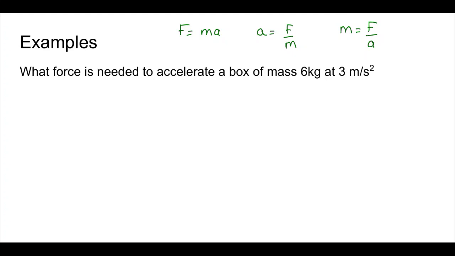Okay, so in this question, what force is needed to accelerate a box of mass 6 kilograms at 3 meters per second squared? We're going to find the force, so we're going to use this version of the equation. And all we need to do is substitute in the numbers. So our mass is 6 kilograms, our acceleration is 3 meters per second squared, and 6 times 3 is 18. So our force is going to be 18 newtons. Yep, that's all there is to it. You might not even need a calculator.